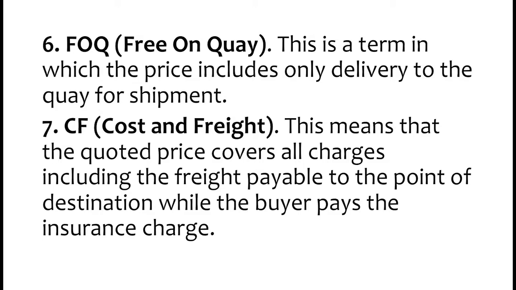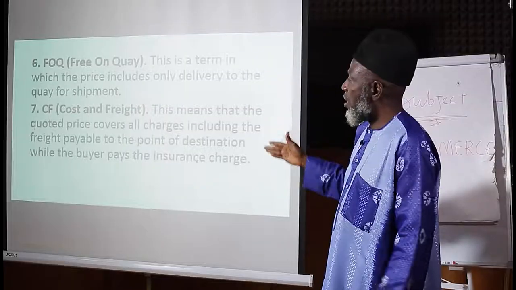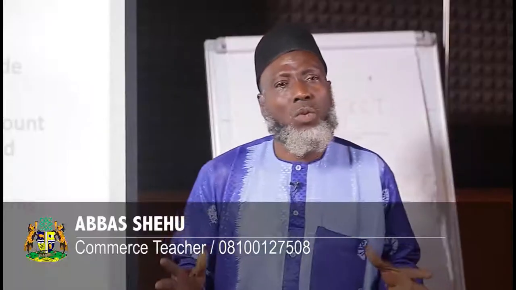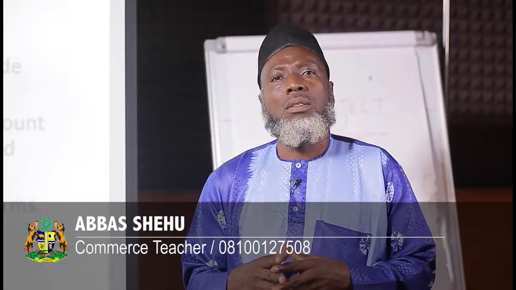Then the last one we have, which is number 7, is C&F, cost and freight. This means that the quoted price covers all charges, including the freight payable to the point of destination, while the buyer pays the insurance charges. In this case, insurance is not included. And that's all about what we have today in terms of some trade terms and abbreviations.